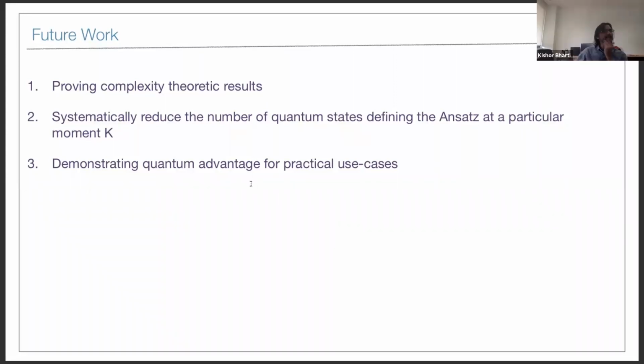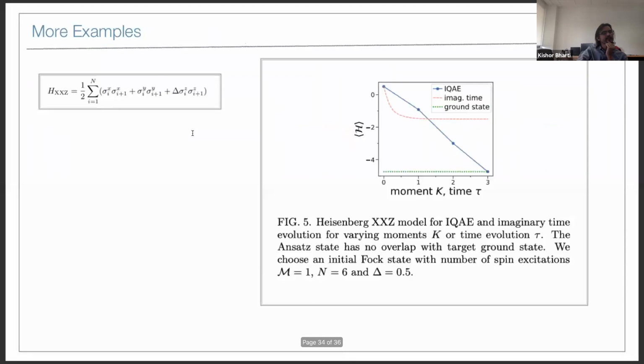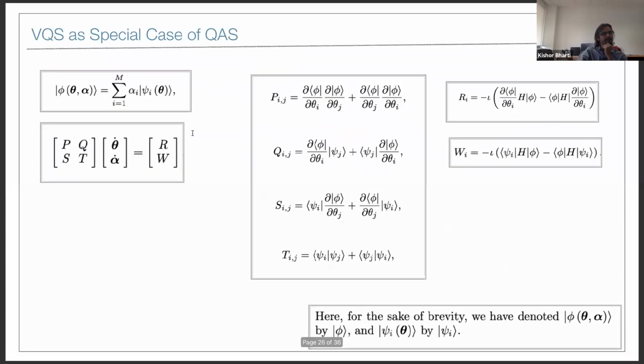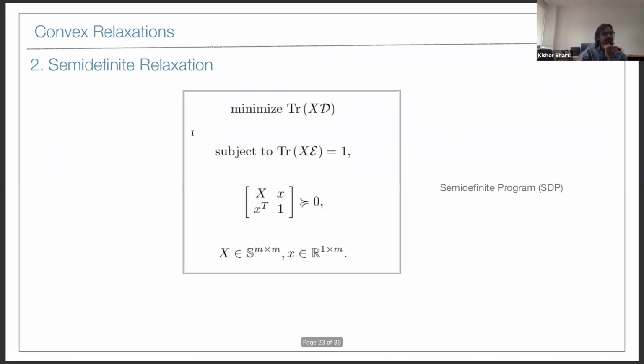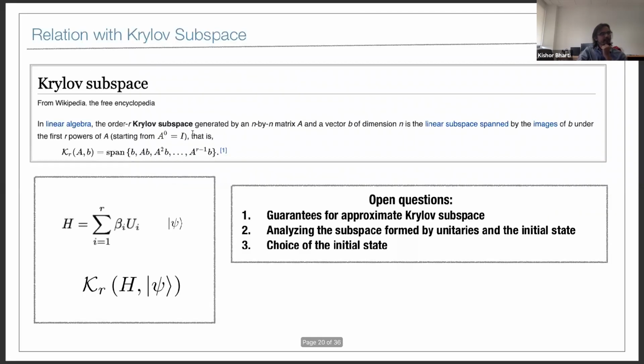Correct. You can see we also mentioned this in the future work. That's a very nice question. This kind of analysis is basically related to the idea of Krylov subspace, which I mentioned earlier. So far, this R that you see here is related to the value of K in the K moment.